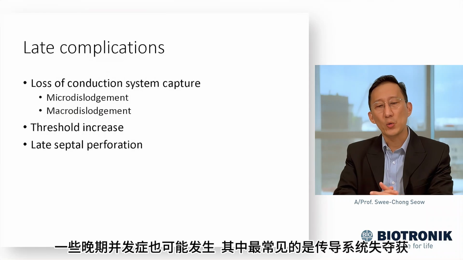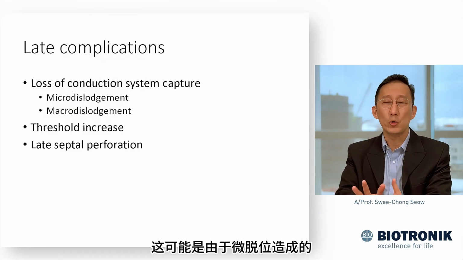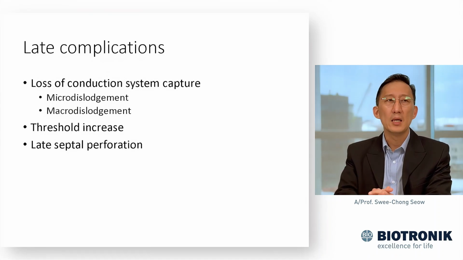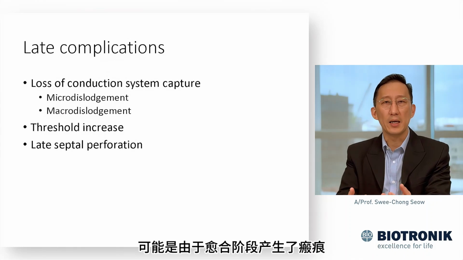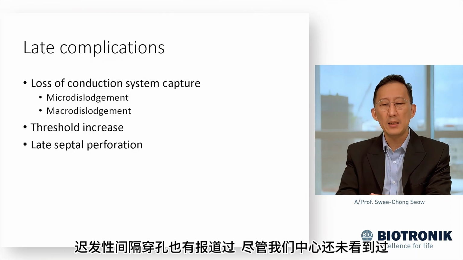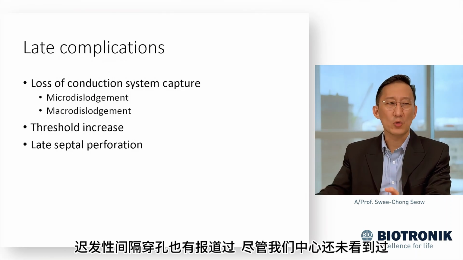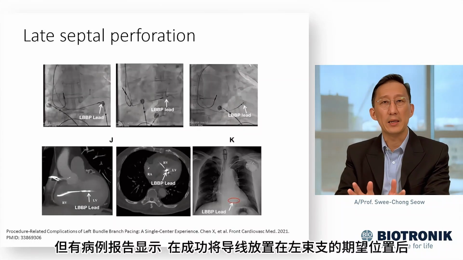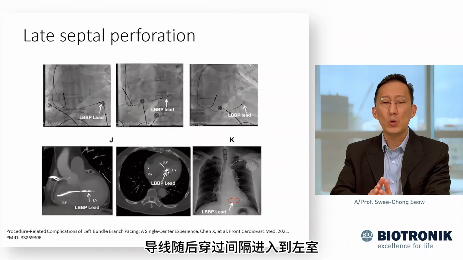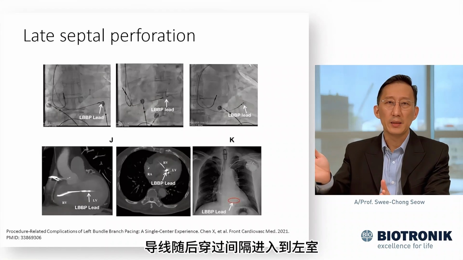Some late complications can also occur, the most common of which is loss of capture of the conduction system. And this can be due to micro dislodgement or macro dislodgement. In left bundle branch pacing, it is not so common that we see a threshold rise, but it can still happen from scarring that occurs during the healing phase. And late septal perforation has also been described, although we haven't seen it in our center, but there are cases where following successful placement of the lead in the desired position at the left bundle branch, there's subsequent migration of the lead through the septum and into the cavity of the LV.